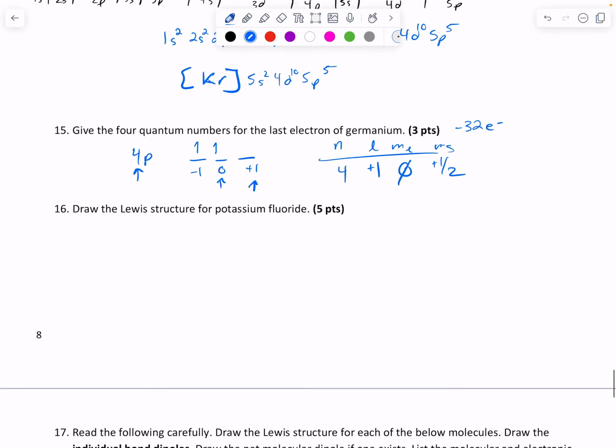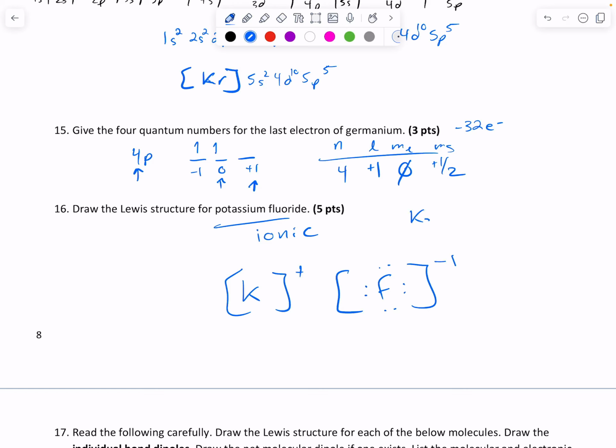Okay. Now, the Lewis structure for potassium fluoride. I don't have any prefixes, so this is ionic. Woo-hoo! Potassium is K. It has a +1 charge. Fluorine is, of course, -1. Y'all know that by now. And there is my Lewis structure.